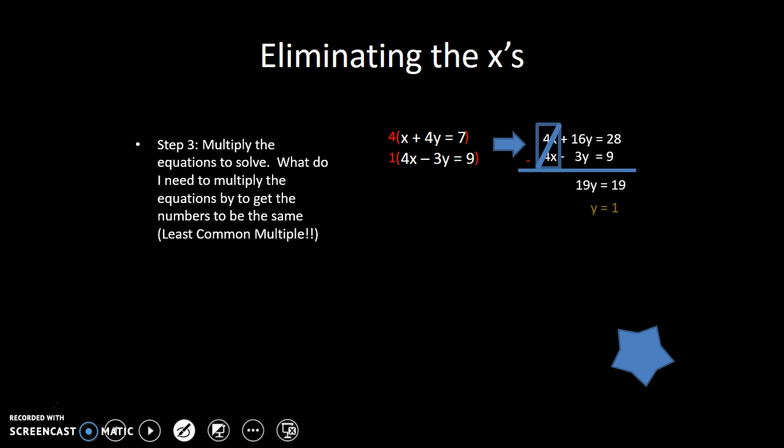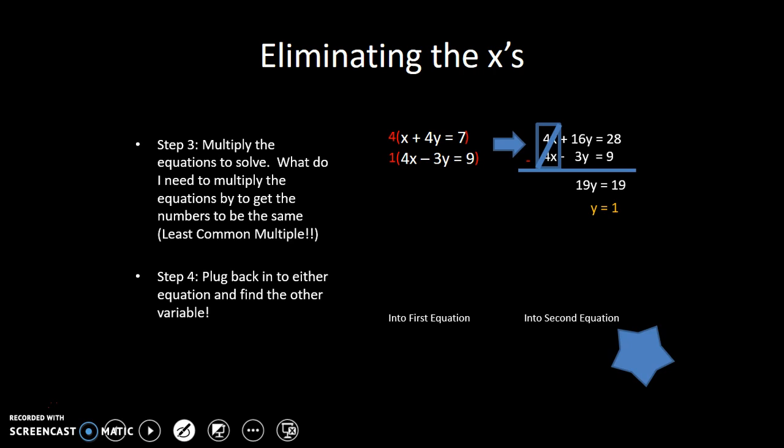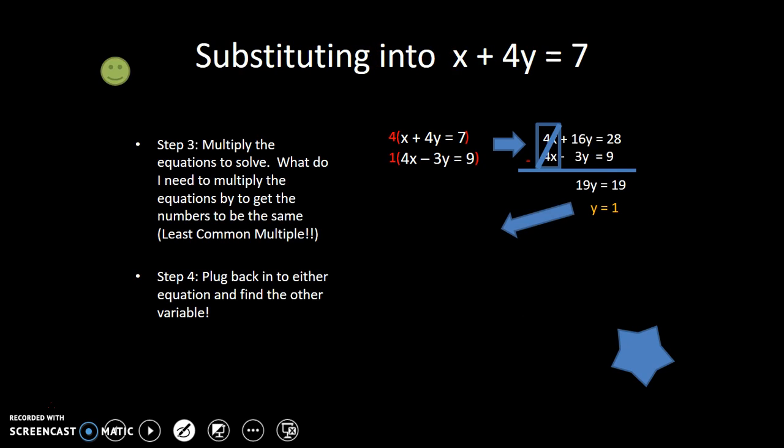Next step, we divide by 19, we get y equals 1. Now remember, we have to plug it back into one of our equations. We have two choices, we can do the first or the second. It does not matter. So we're going to plug into the first equation. x plus 4y equals 7. Plug it in. x plus 4 times 1 equals 7. 4 times 1 is 4. All I have to do is subtract 4 and I get x equals 3. Remember to write the ordered pair, (3, 1).